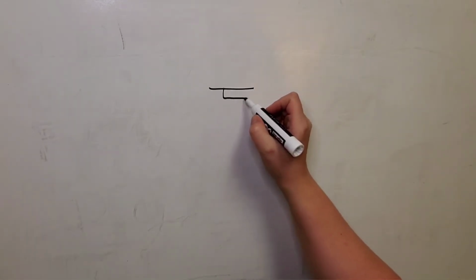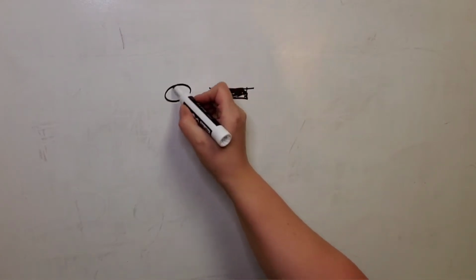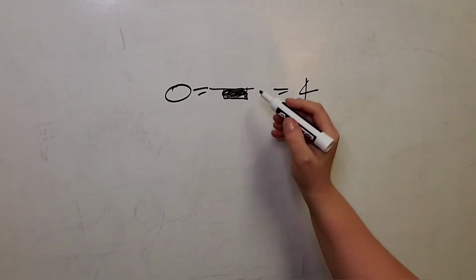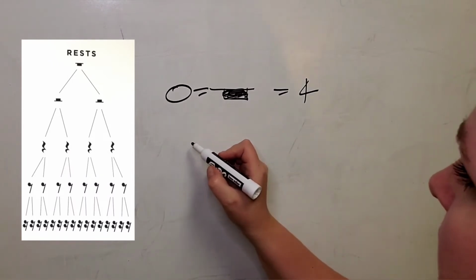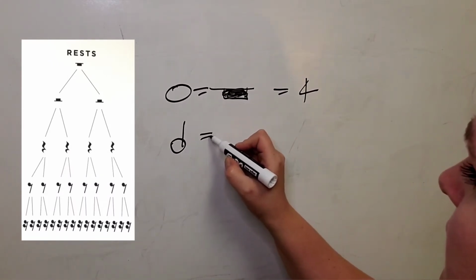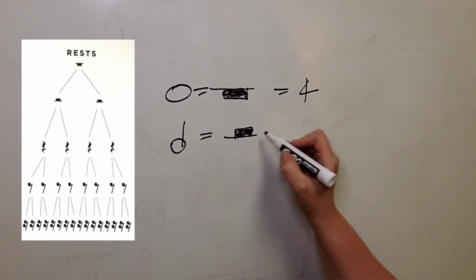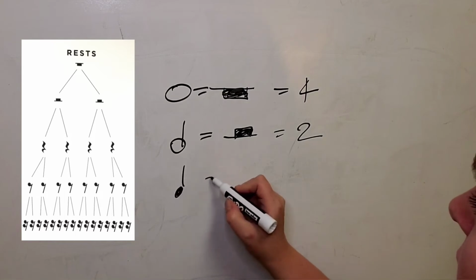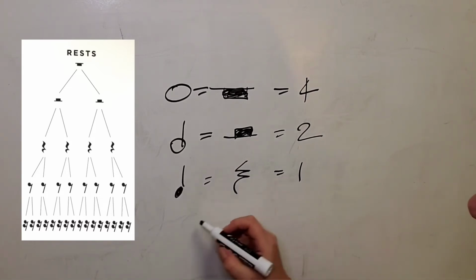This is a whole rest. So a whole note equals a whole rest, 4 beats. And that means we have 4 beats of silence. Now, the half rest is this, and that equals 2 beats. The quarter rest looks like that, and equals 1.